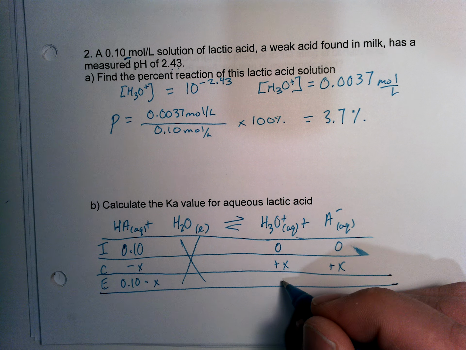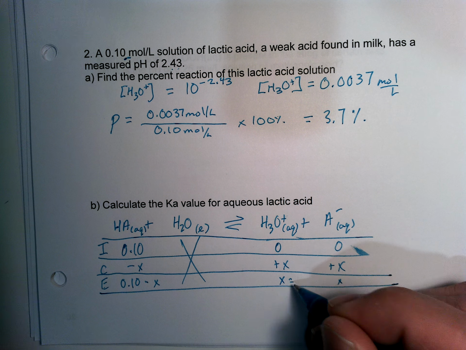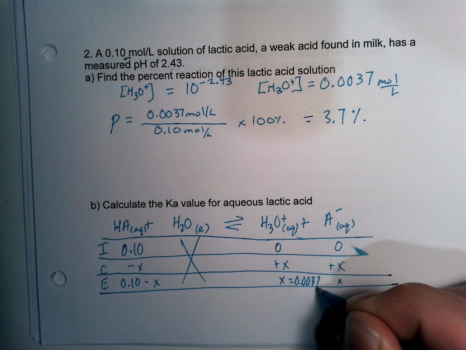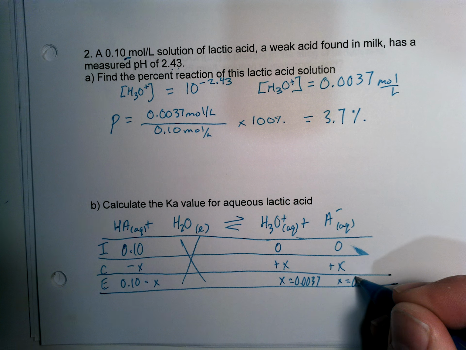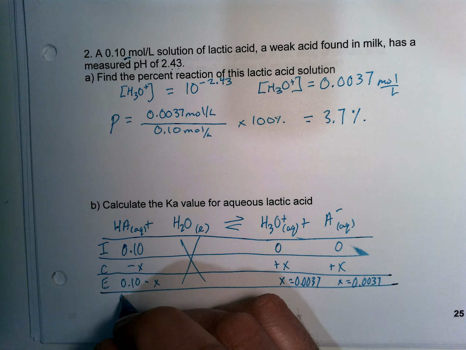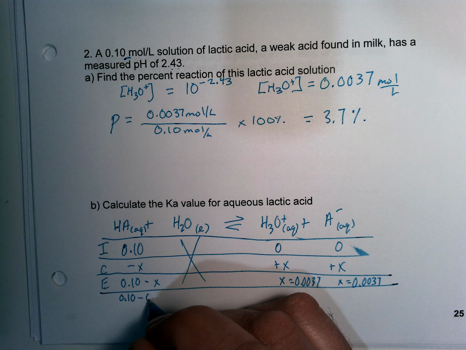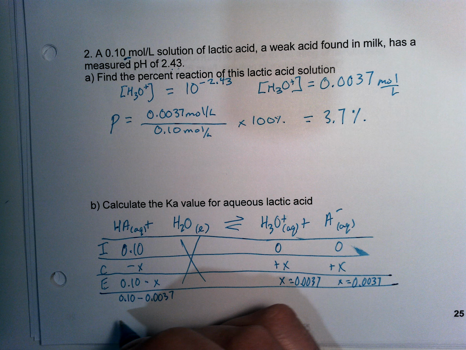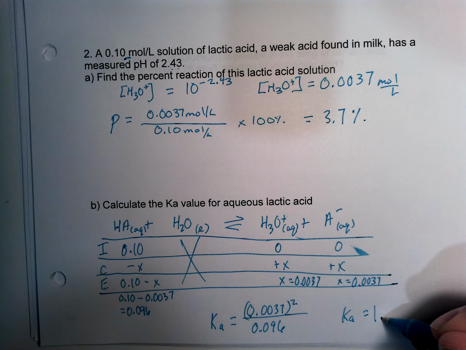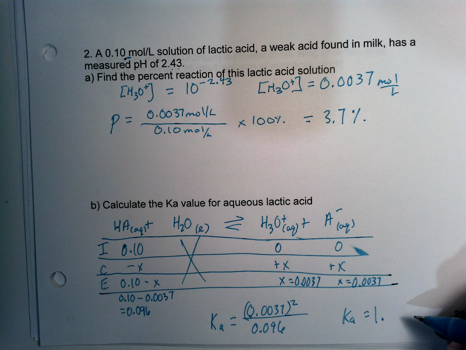We know that this is equal to 0.0037. So this would also be equal to 0.0037. And then this would equal 0.10 minus 0.0037. Okay, so we solve for this, then put into our Ka formula, and get our answer. Our Ka is equal to, we have 2 significant digits, so 1.4 times 10 to the minus 4.